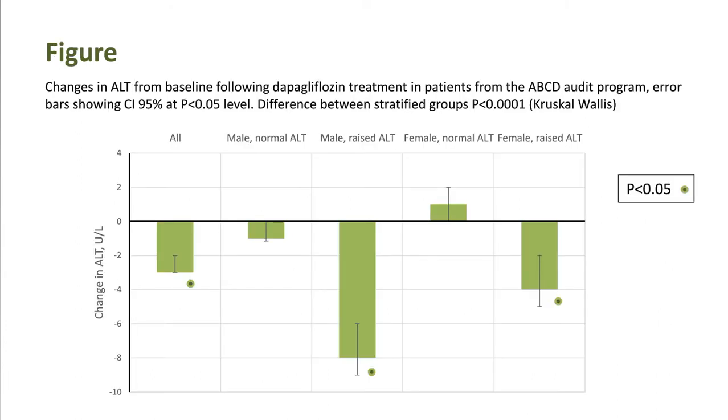This figure here demonstrates the reductions in ALT across each of the groups as well as the population as a whole. You can see that the population as a whole had a decrease of around 3 units per litre in ALT, with significant reductions in those with raised ALT levels at baseline and non-significant changes in those with normal ALT levels at baseline.